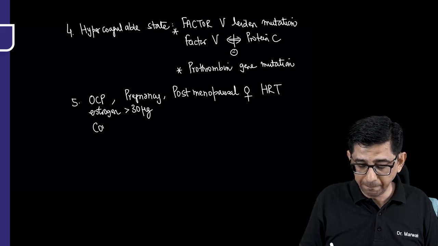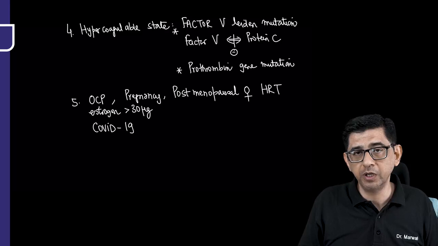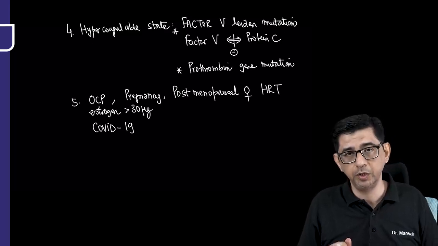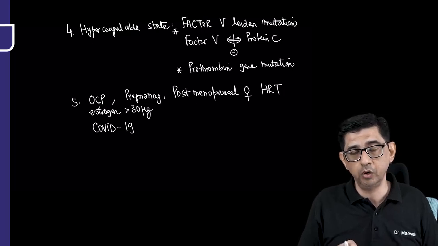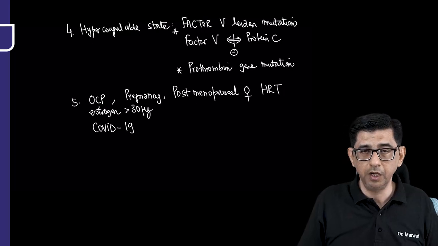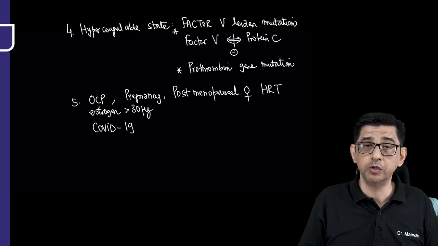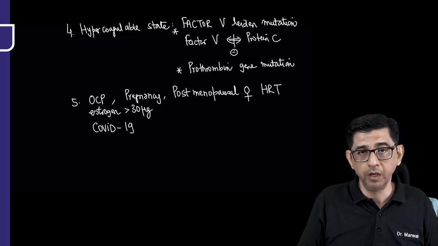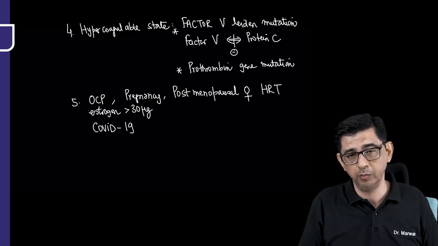Then COVID-19: the spike antigen of the SARS-CoV-2 virus causes a hypercoagulable state. All of you would have ordered the D-dimer assay for your COVID-19 patients. It was always elevated because the spike antigen contributes to pulmonary embolism. In COVID-19, we lost a lot of patients to pneumonia and ARDS, but we lost a lot of patients even to MI and to pulmonary embolism, because COVID itself is a hypercoagulable state.